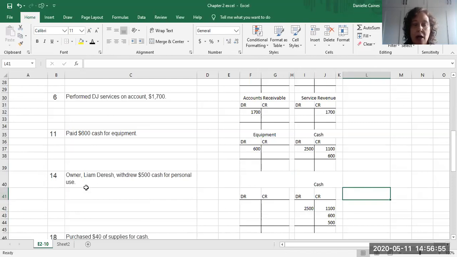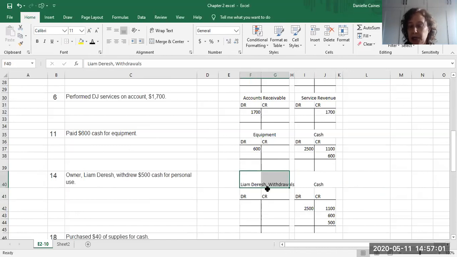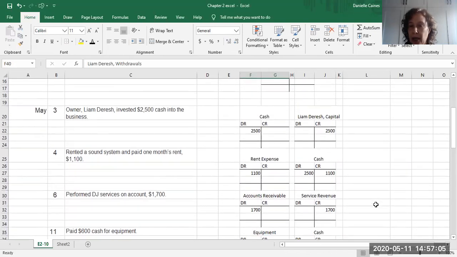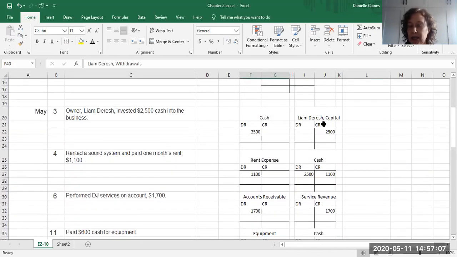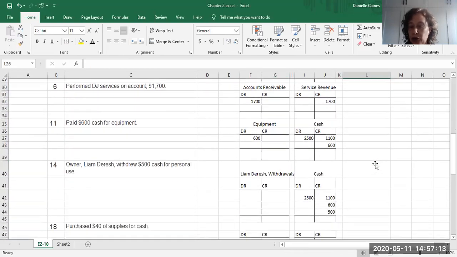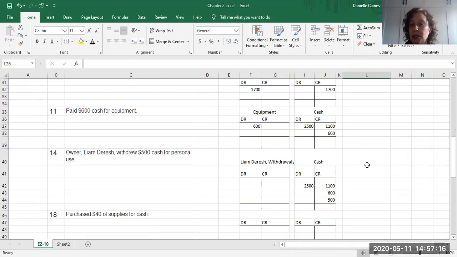And the owner withdrew cash. So how we depict the owner withdrawals is we use the owner's name, Liam Darish, comma, withdrawals. Remember when we had the capital account, when Liam was investing in the business, we used Liam Darish Capital. In this case, we are withdrawing. And notice we don't use the capital account.